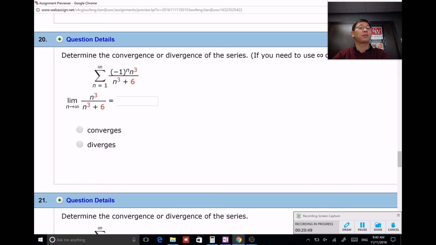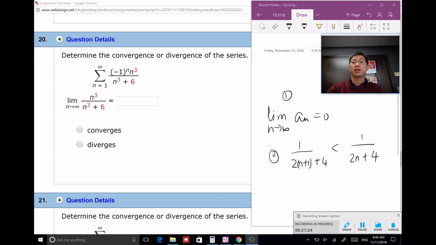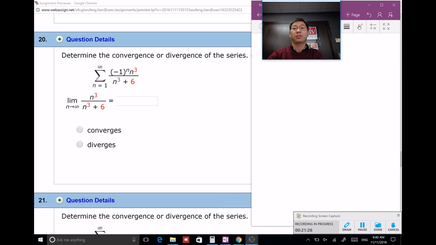So I will ask a student to help me with this one. Thea, could you please tell me if this one converges or diverges? Why does it diverge? Because the limit equals 1 and the what? It's not equal to 0. Perfect. That's very good.